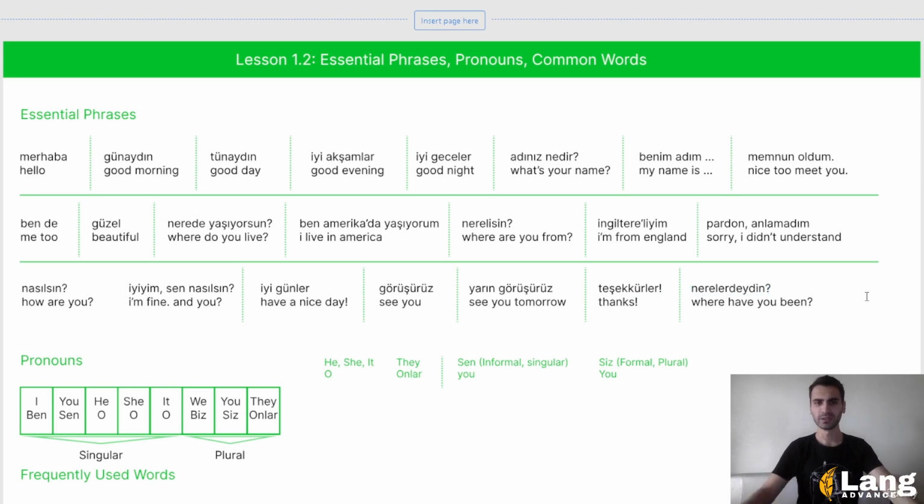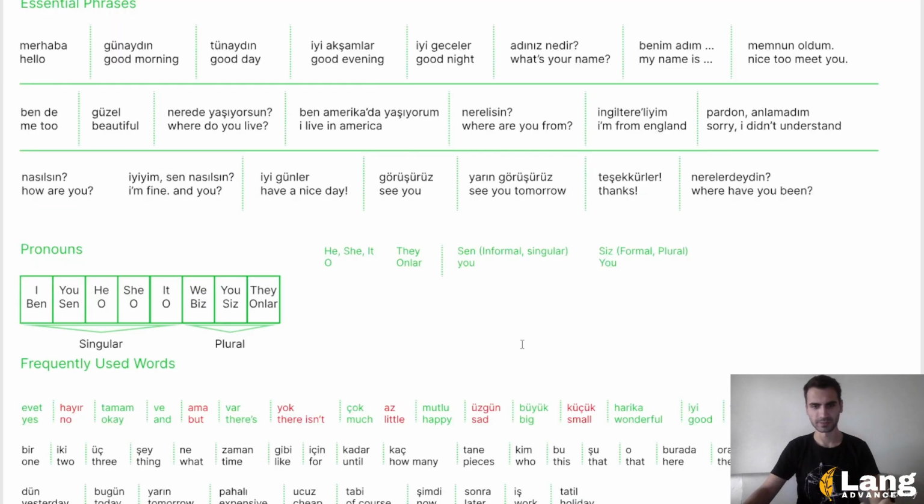Nerelerdeydin? Where have you been, man? Nerelerdeydin? You see, nere, where, ne, what. Ne is what, nere is where. Nerelerdeydin? Where places, which places? Were you? Nere, from which, from where? Where, li, from, you, like. Which country you are from, for example. Sin, you know, sen, from sen. Nerelisin? And we will explain all of them.